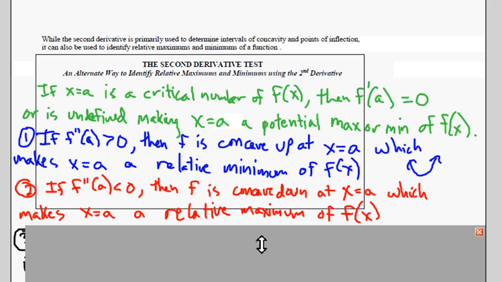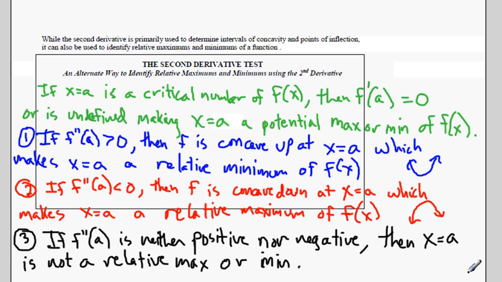If the second derivative at a is less than 0, then f is concave down at x equals a, which then tells us the value x equals a is going to be a relative maximum. So that's an example of something that's concave down, and we have a maximum. And then lastly, if the second derivative at a is neither positive nor negative, then x equals a is not a relative max or min. So that is the second derivative test.